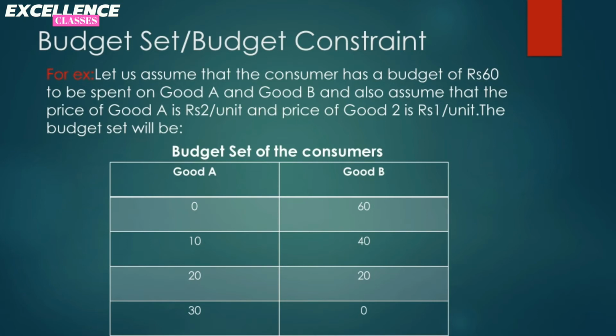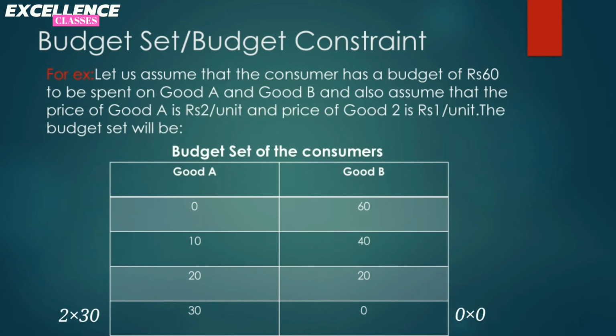Now let's understand this concept with the help of a numerical example. Let's assume that the consumer has a budget of rupees 60 to be spent on good A and good B, and also assume that the price of good A is rupees 2 per unit and the price of good B is rupees 1 per unit. The budget set will be, at first combination, the consumer can buy 0 units of good A and 60 units of good B. At second combination, the consumer can buy 10 units of good A and 40 units of good B, and so on.